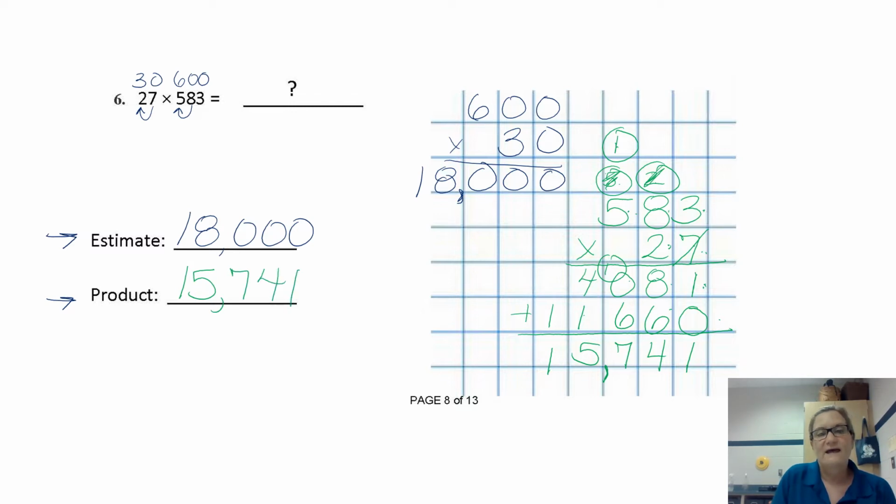So I have 15,741. And it does seem we are a couple thousand off, like 2,300 off, I guess. Something like that, a little less than that. But in the grand scheme of things, this is relatively close. So this is a good estimate. All right, next problem.